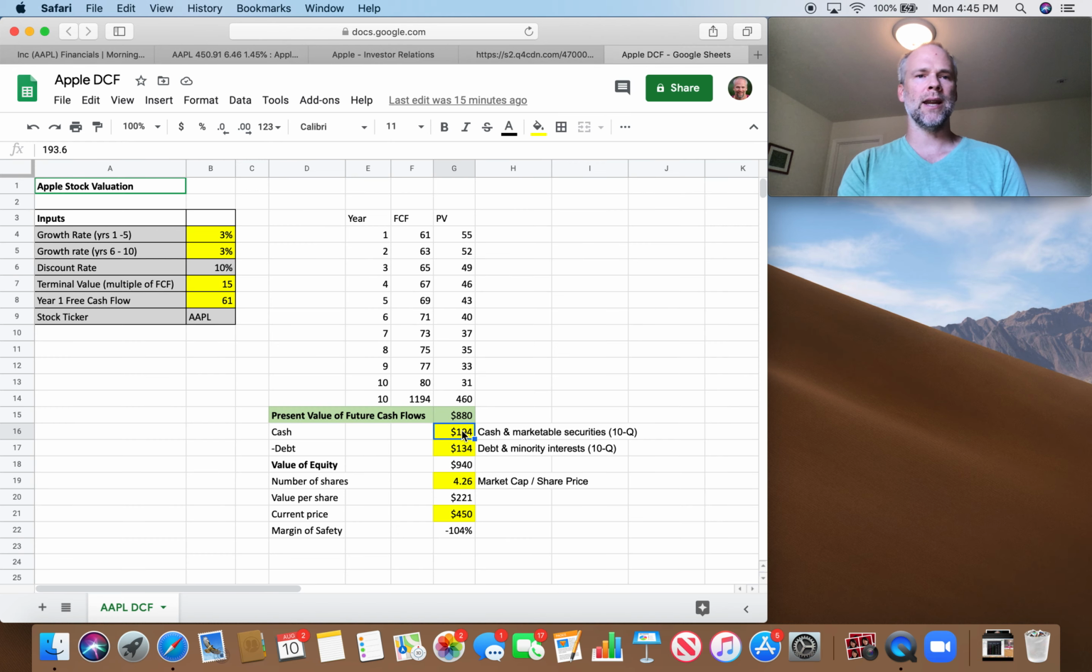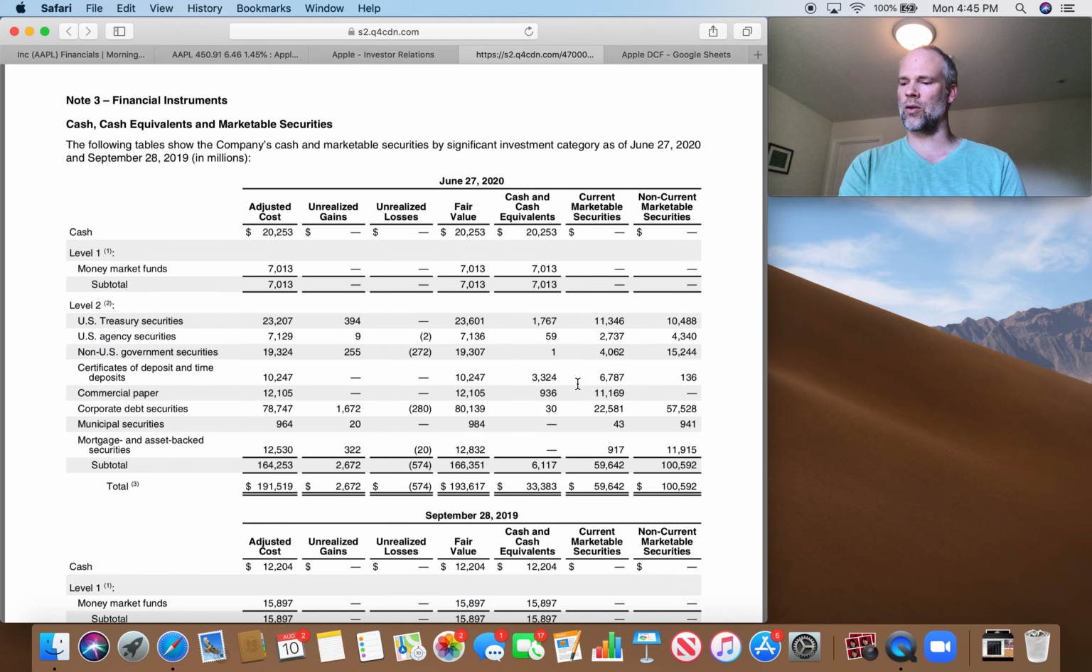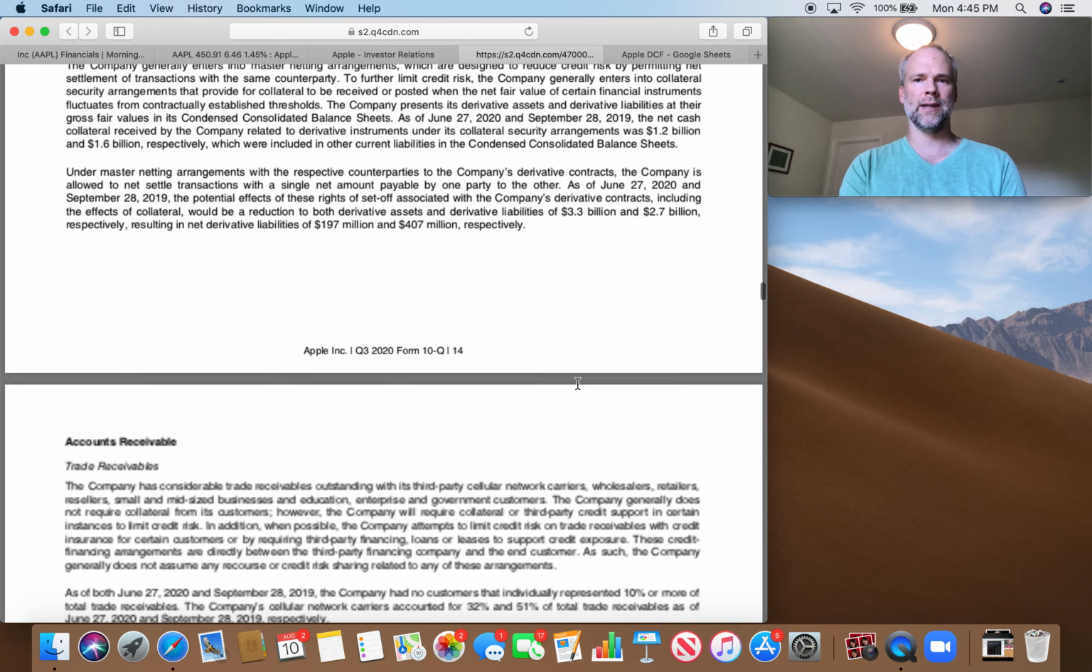So we'll plug that in. This is 193.6. It rounds to 194. And now we want the debt. So to get the debt, we're going to scroll down to page 17.